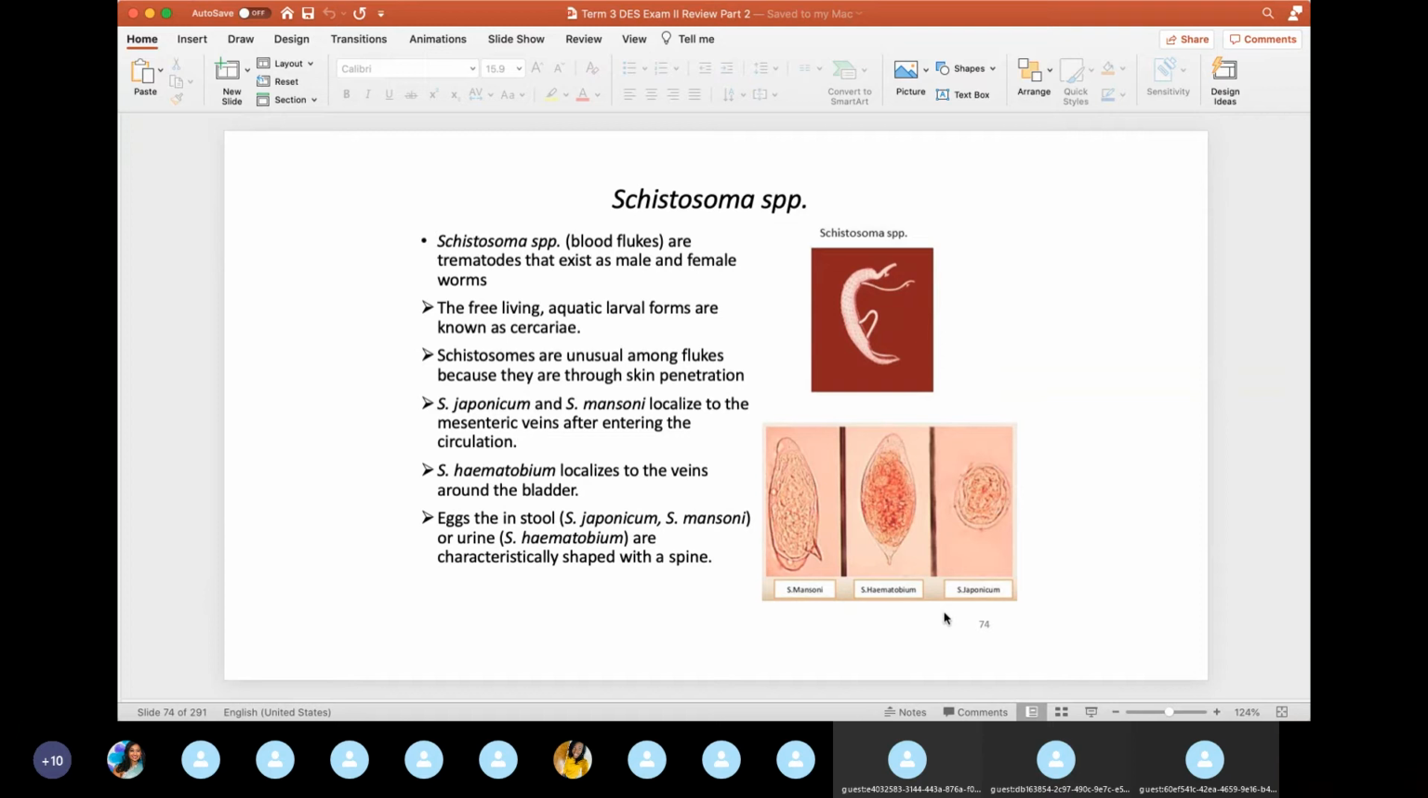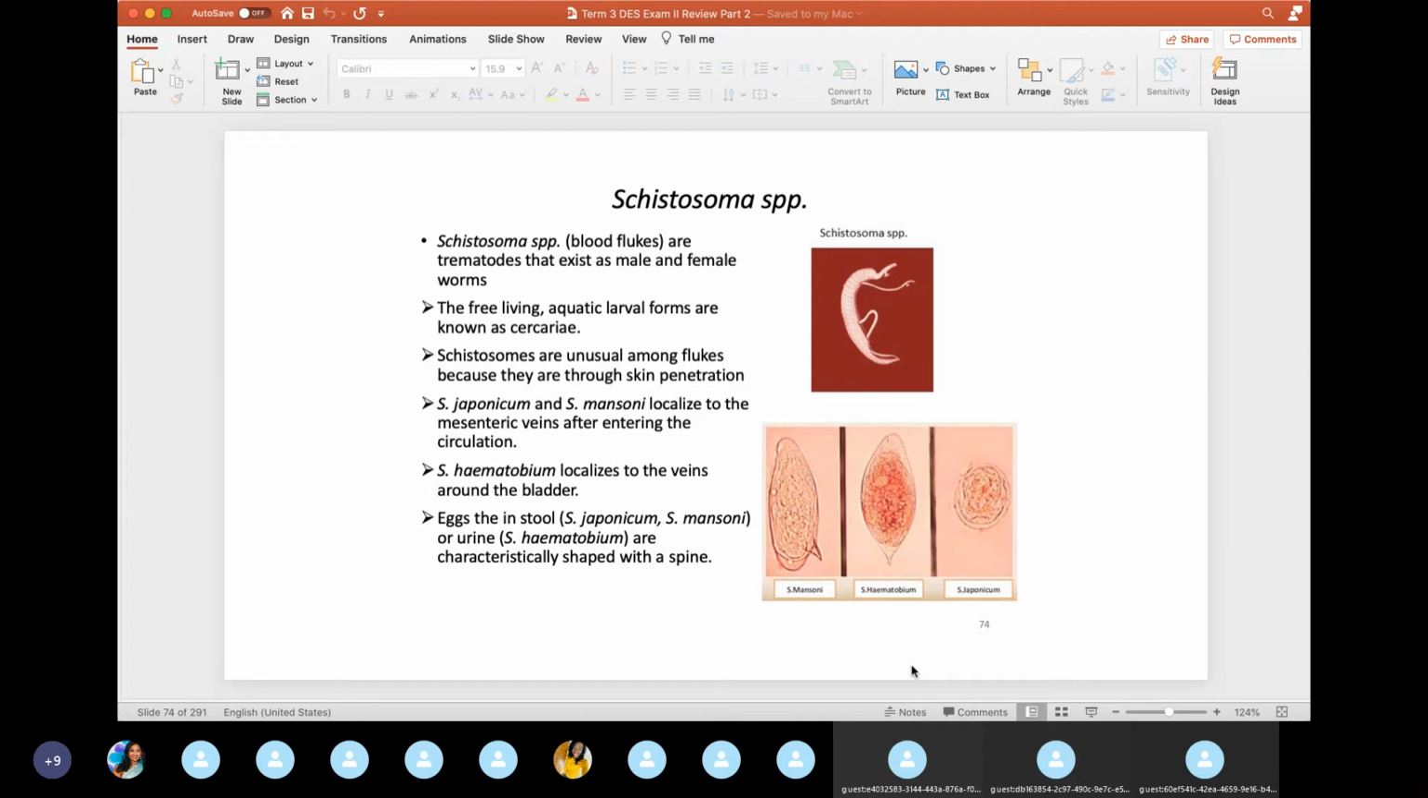Round versus oval shape, in the presence of the spine. Exactly. So the presence of the spine, that's the key. In S. mansoni, where is the spine? The lateral, right? You have a lateral spine in your S. mansoni. How about the hematobium? Where is the spine? At the end, right? What's high yield here? Look at the eggs on the imaging. Check the spine to differentiate whether it's Mansoni, Hematobium, or Japonicum.